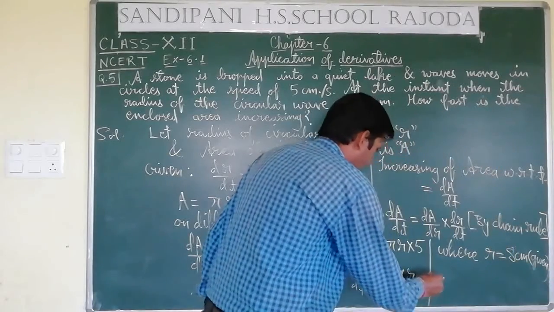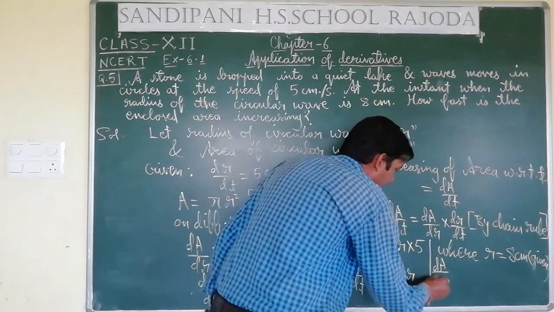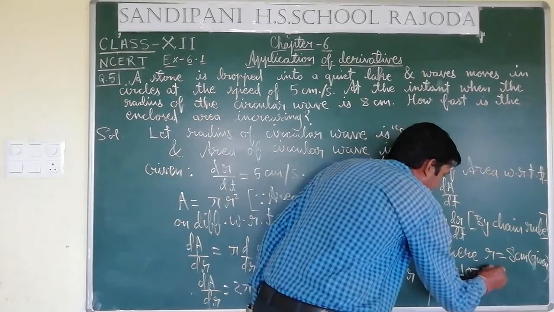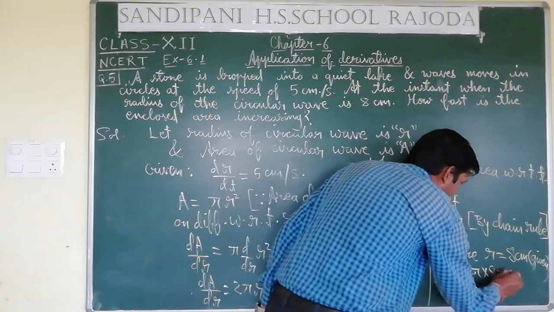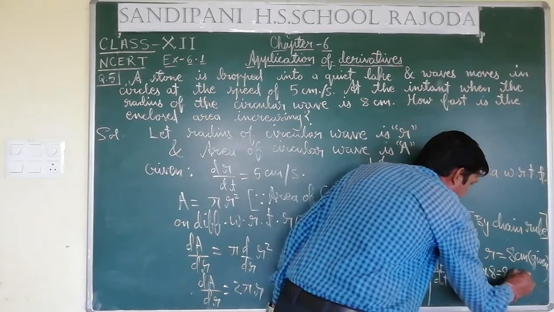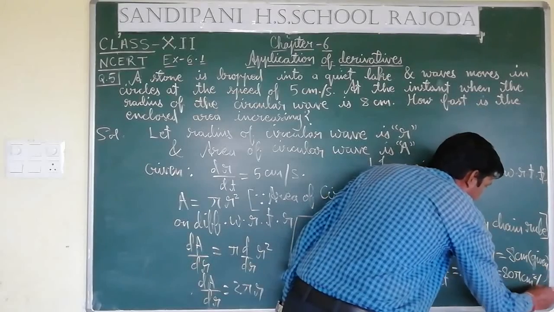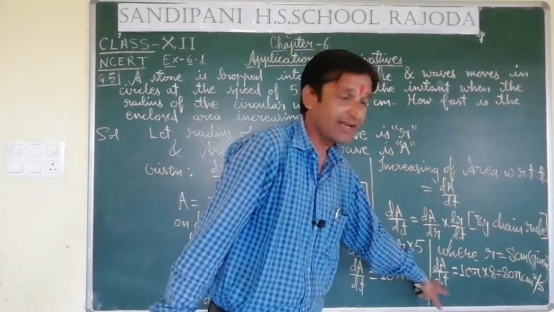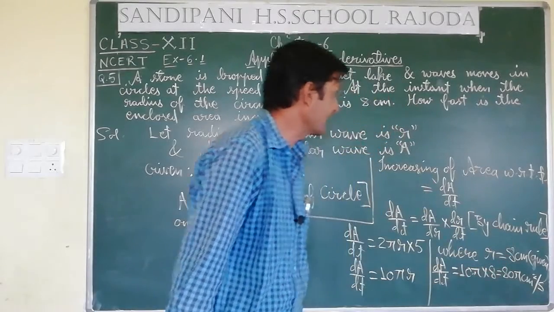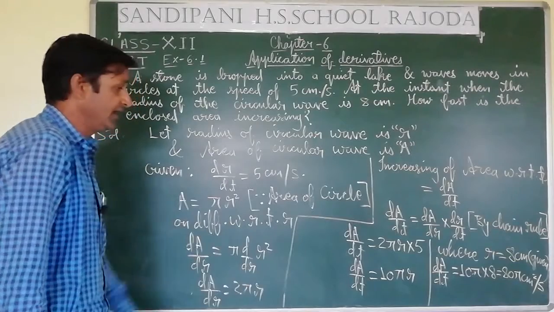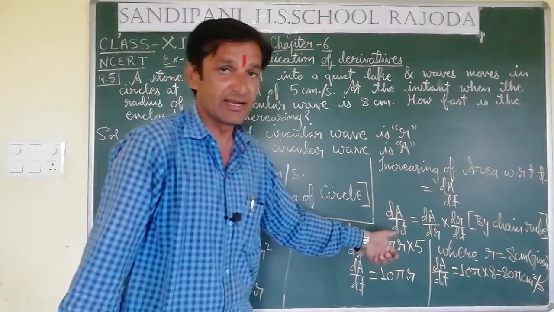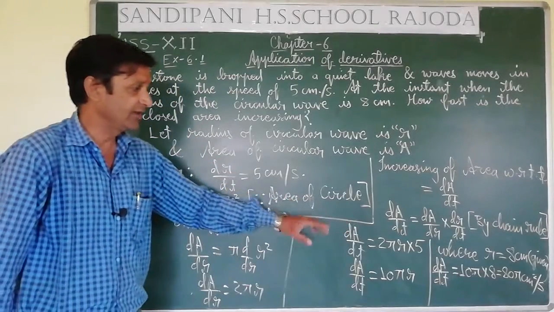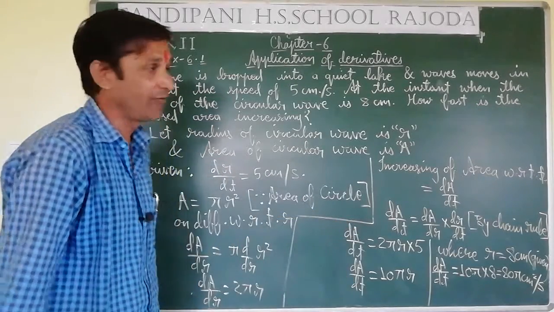So we may find now dA by dt, that is equal to 10 pi into 8, that is equal to 80 pi centimeter square per second. Means area is in centimeter square and time is in second. So the area is increasing at 80 pi centimeter square per second. So this is only the rate of change of area, or we can say change in area with respect to time of that circular wave.